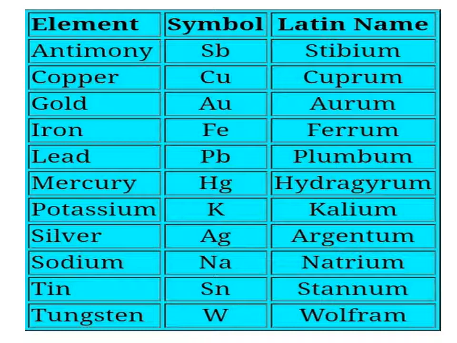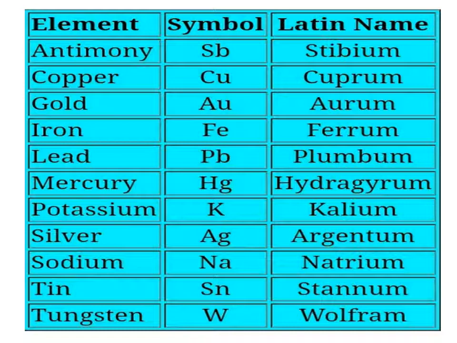So these are some examples of the metal elements taken from the periodic table. Element, the name of the element and the symbol. First, antimony, a metal element, the symbol is Sb. Copper, Cu. Gold, Au. Iron, Fe. Lead, that is also called plumbum. So the symbol of lead is Pb, which is a metal. Mercury is a metal, you know. Hg is the symbol of mercury.